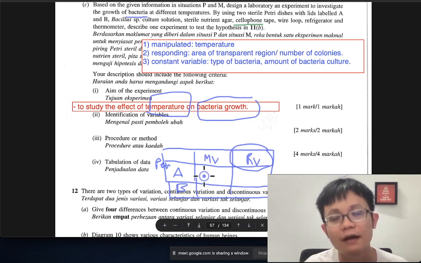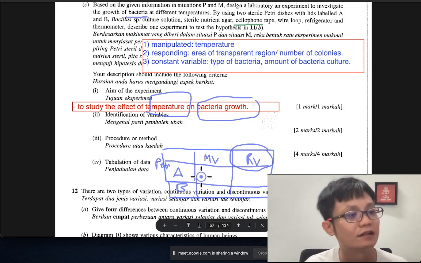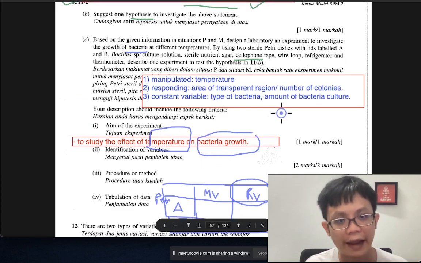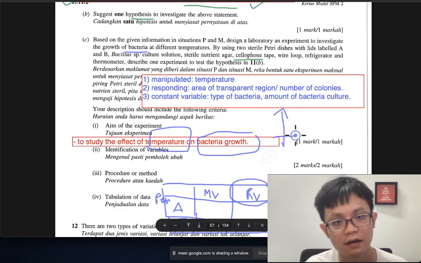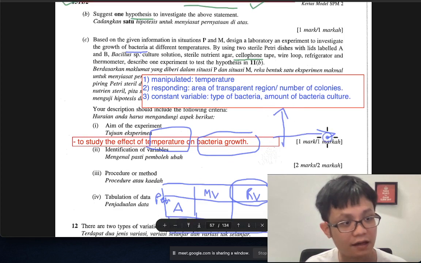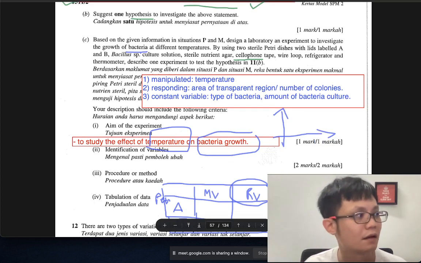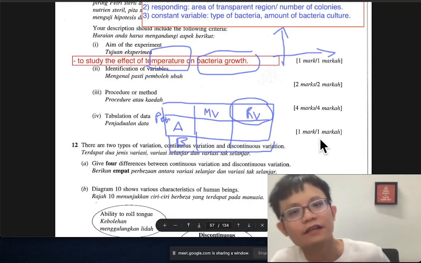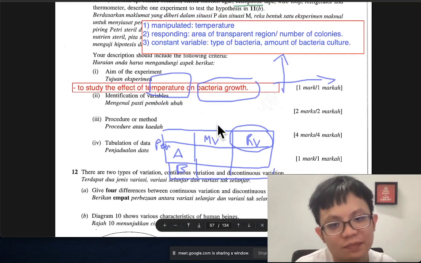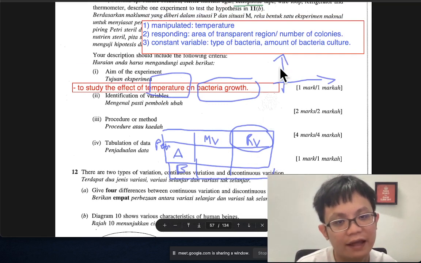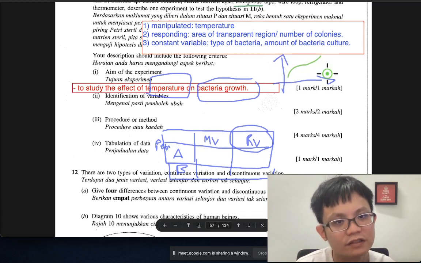So I think for SPM, usually tabulation is only a table and a line chart, or it could be a histogram. So for SPM, I think it will be either a table or a line chart. How can I know it's a table or line chart? Usually it's table.